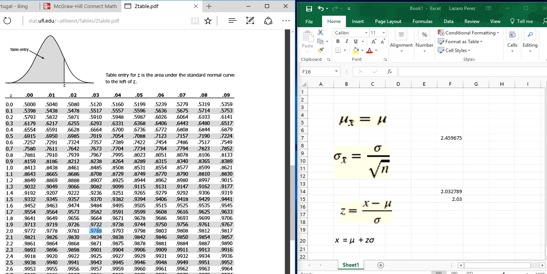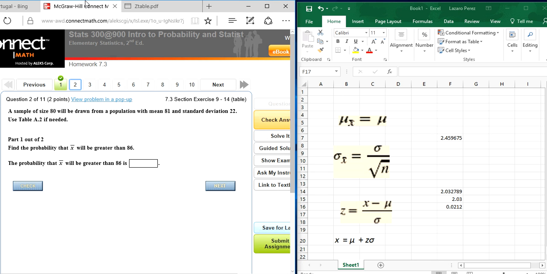We want to find greater than this, so we're going to do the complement of this. We're going to do 1 minus our number, 0.9788. All right, so that's our answer right there. Let's go ahead and input that: 0.0212.